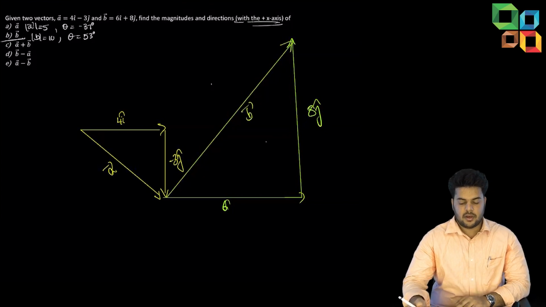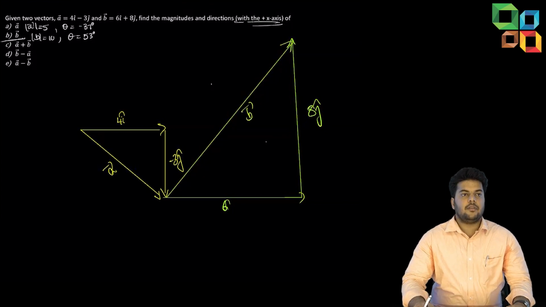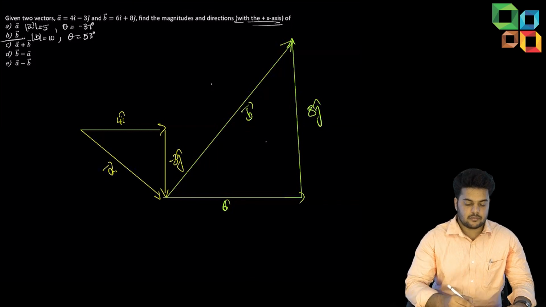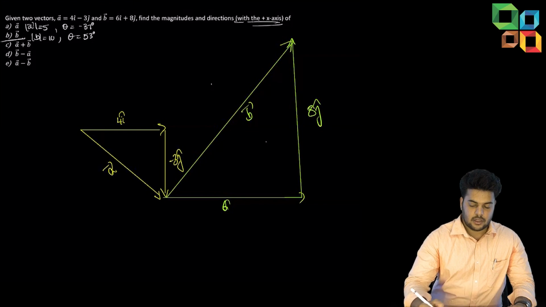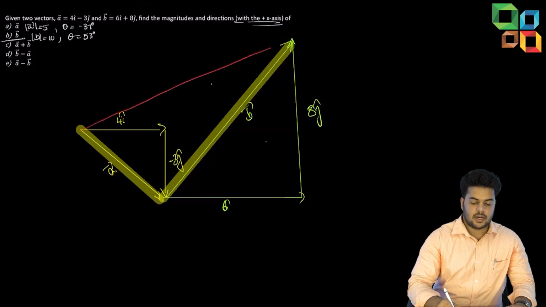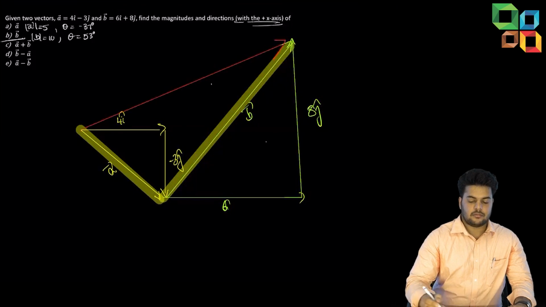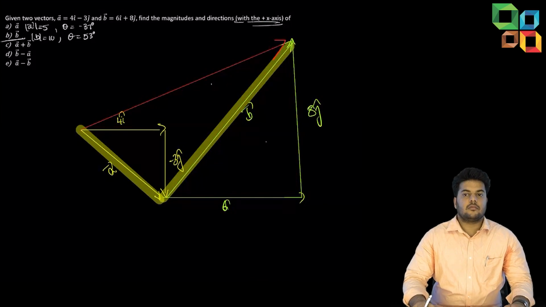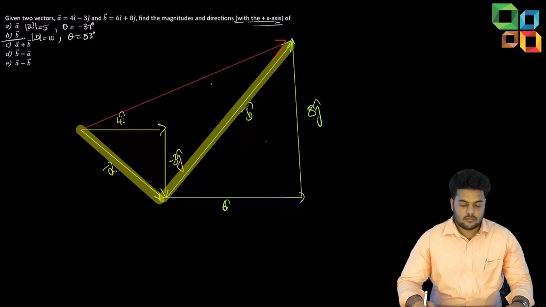So what is A plus B vector? Add the tail of A to the head of B, isn't it? See, here's the A vector. Let me highlight it. And here's the B vector. A vector plus B vector would be this red vector over here.